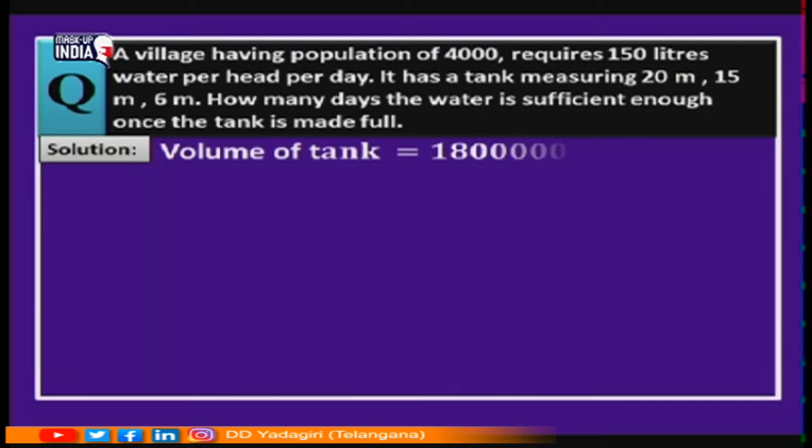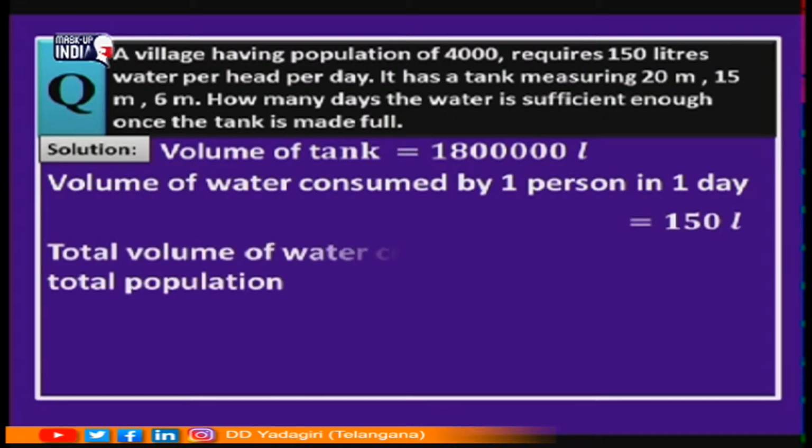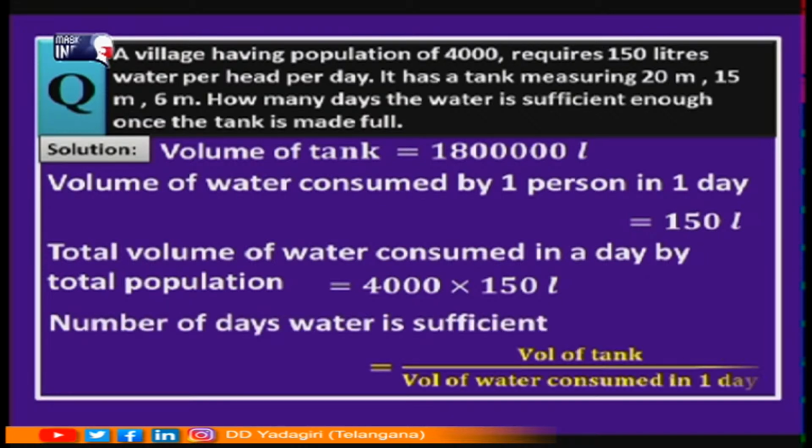Got it, children? So, the volume of the tank we got, and it is also given the volume of water consumed by one person in one day. How many liters of water do they consume, children? 150 liters. Okay. Now, the total volume of water consumed in a day by the total population. What is the total population? 4000. So, 4000 into 150 liters per day. The number of days the water is sufficient is given by the volume of the tank divided by the volume of water consumed in one day.